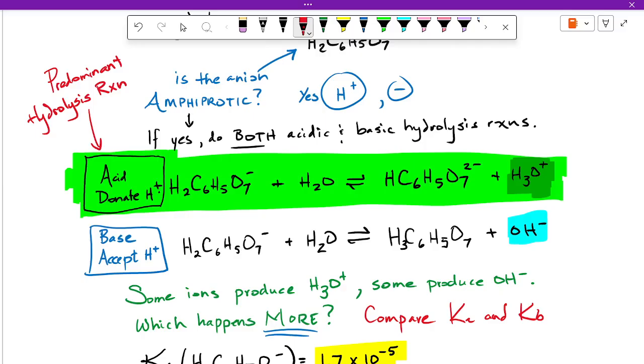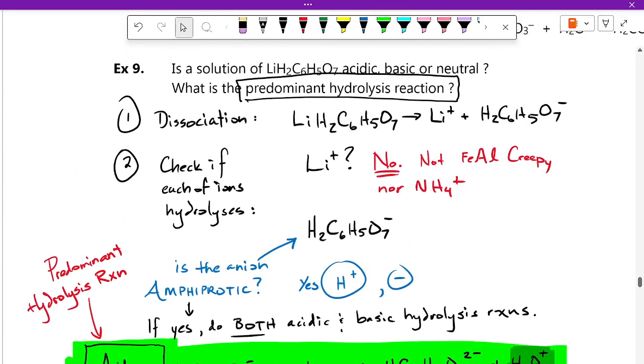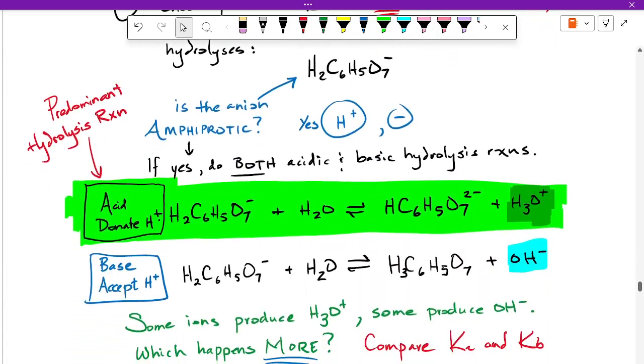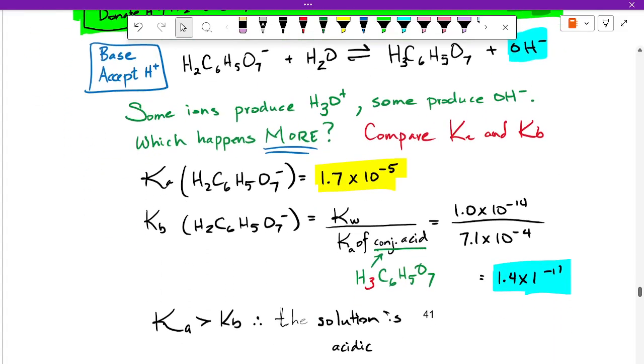Now, if this were a written response question, you would probably need to write down almost all of this, other than my little teaching annotations. So you wouldn't have to write dissociation, check if each of the ions hydrolyzes, is the anion amphiprotic, yes, it has H and negative. You don't need to write that stuff, but everything else, you should actually write: the dissociation, the hydrolysis reactions, the Ka, the Kb, show the calculation, Ka greater than Kb, therefore the solution is acidic. All that stuff would be there.